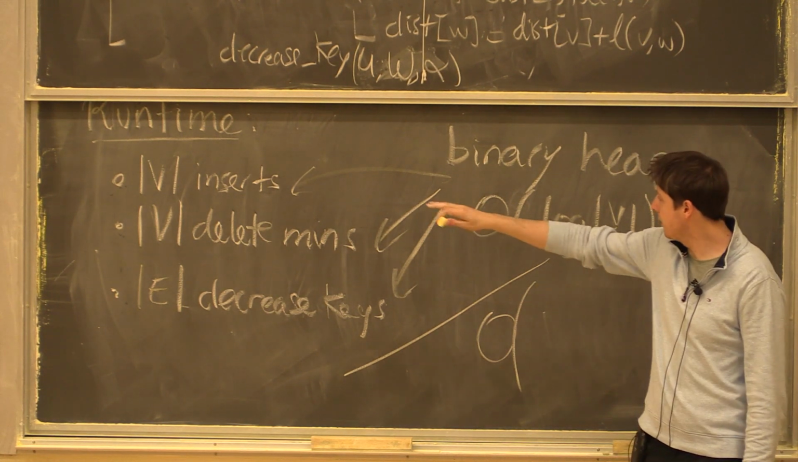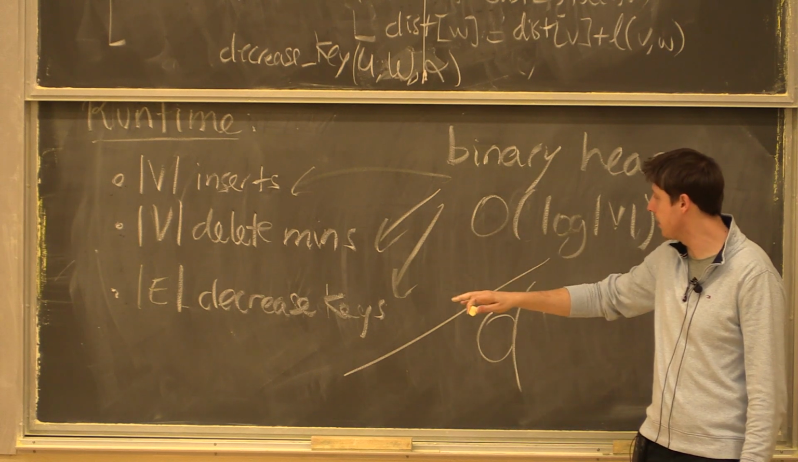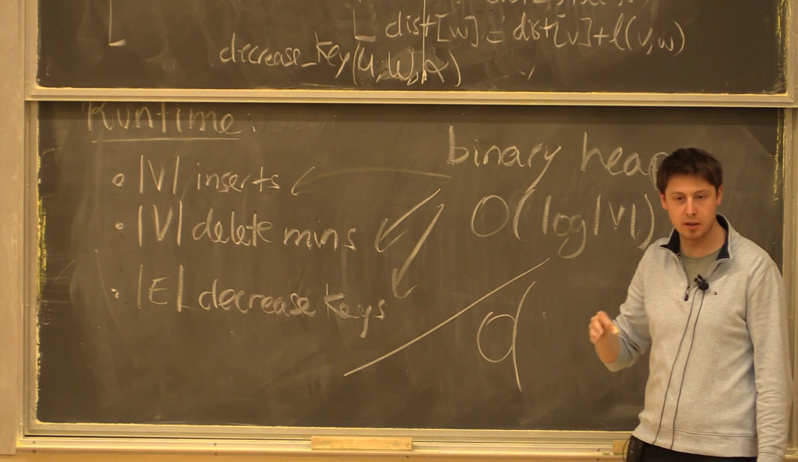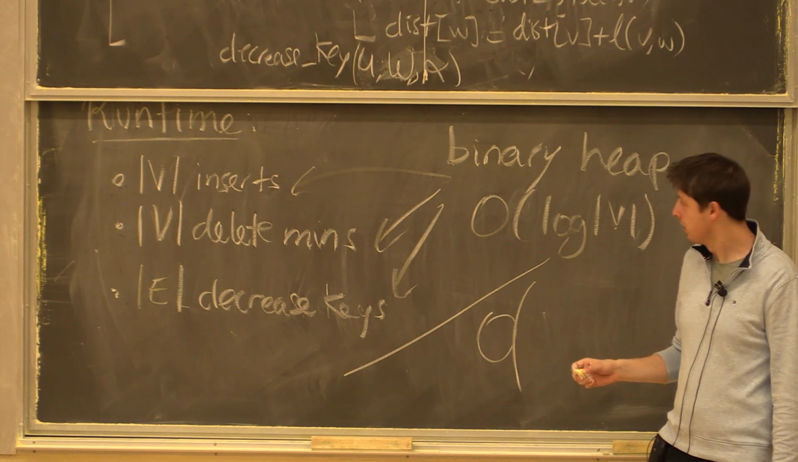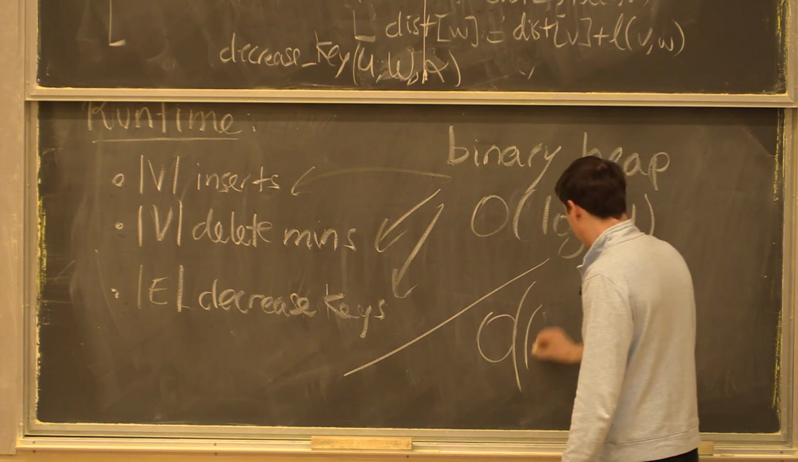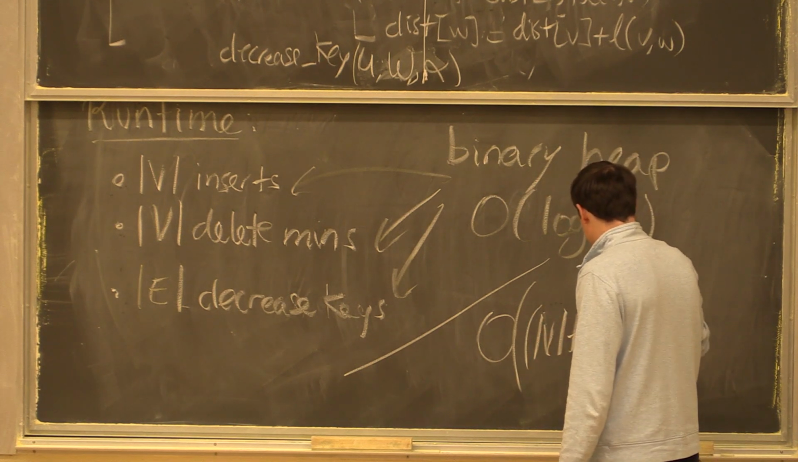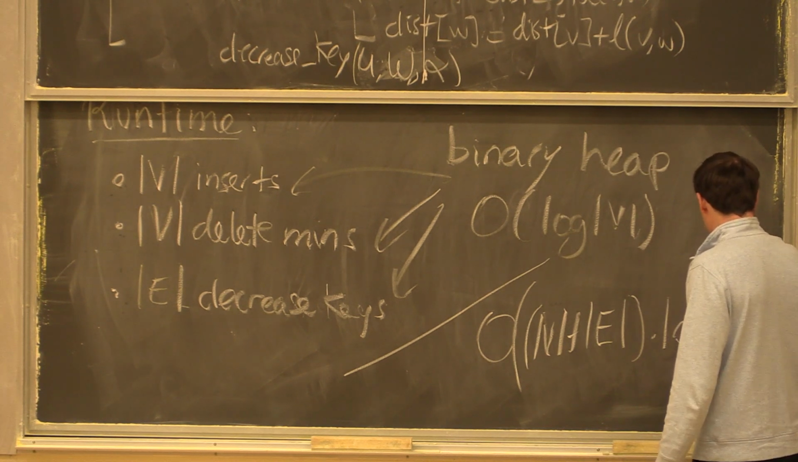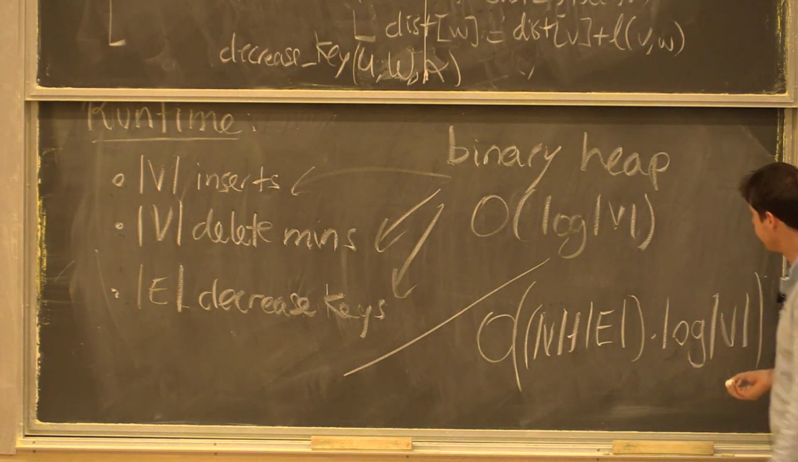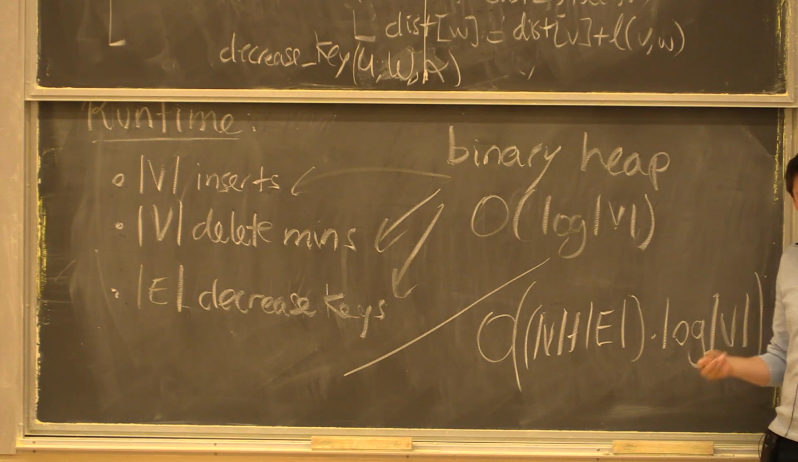So we have V inserts, V delete-mins, E decrease-keys, and each of these costs log V. So we're going to have (V plus E), everything times log V. Okay? So it is not quite linear time, like BFS. It is a little bit slower.